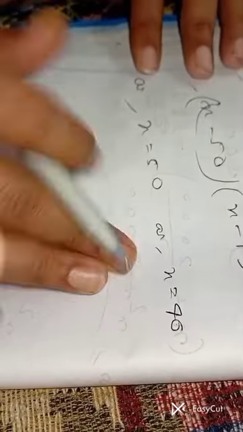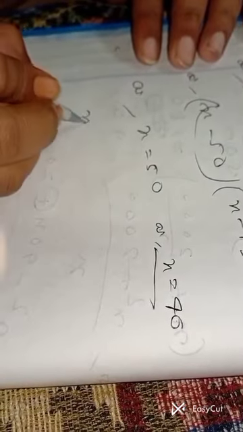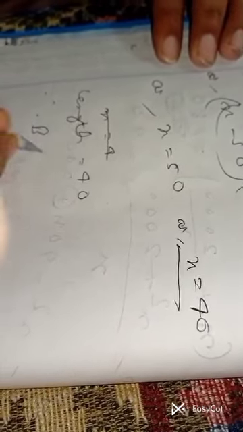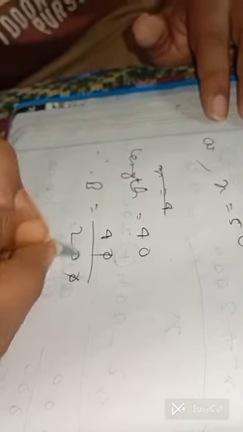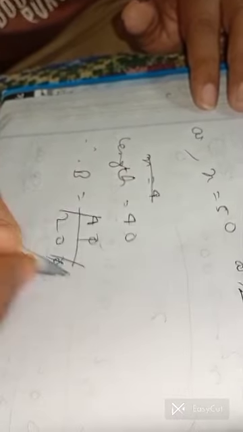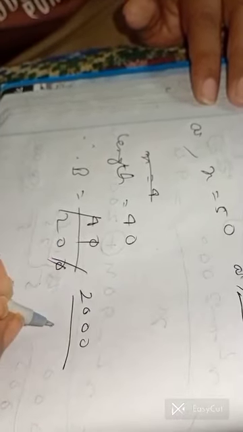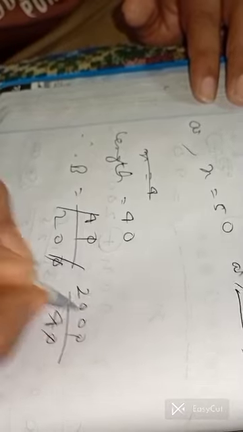So the length is given as 40. Suppose we take the first length as 40. Since x is equal to 40, that is length is equal to 40. So what do we get the breadth as? No, sorry, 2000 by 40, which equals 50.